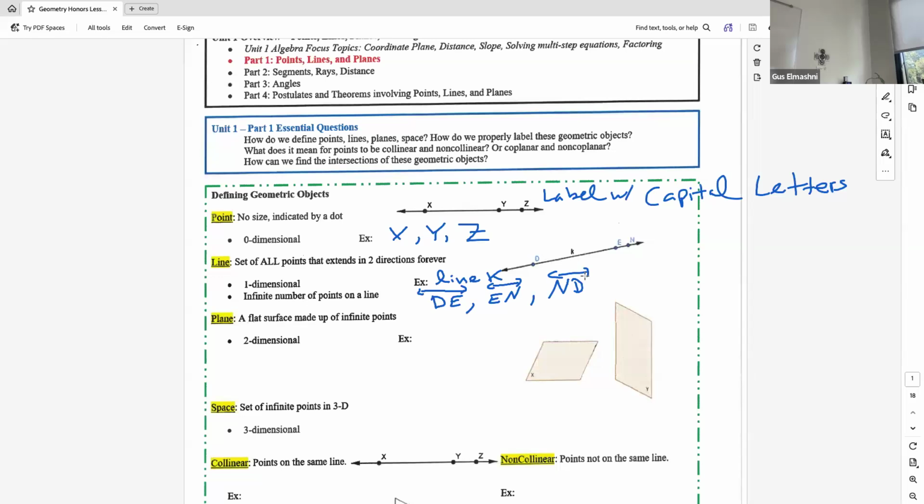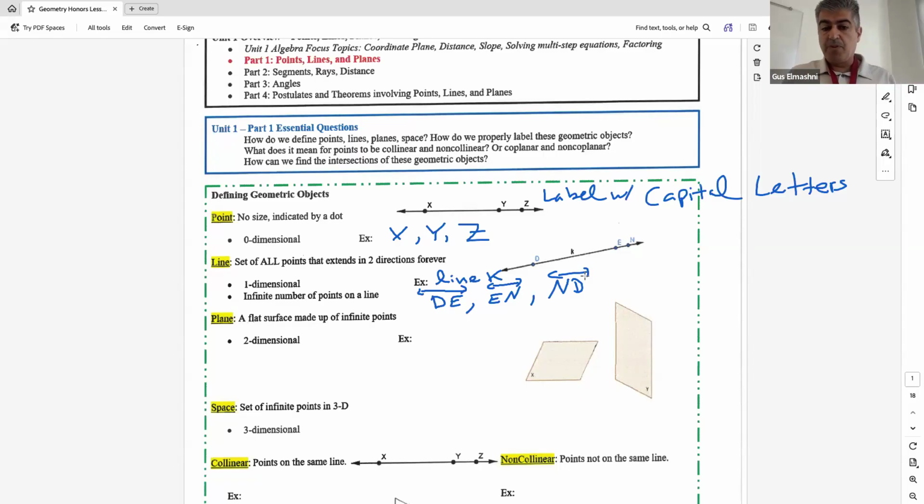So here's the deal. You pick 2 points, right? Just pick any 2 points, and it doesn't matter. Like I could have done DN. I could call that in any order, doesn't matter. The bottom line is just pick 2 points and draw the little arrows. That's it. So very simple.